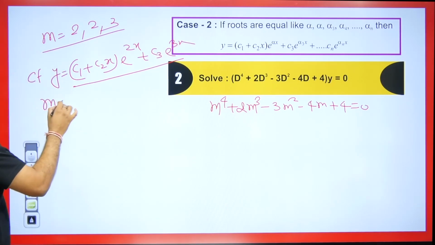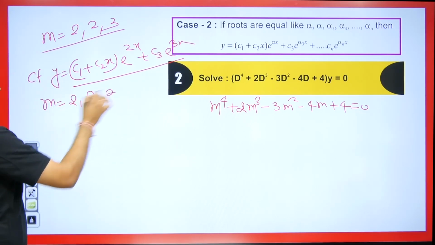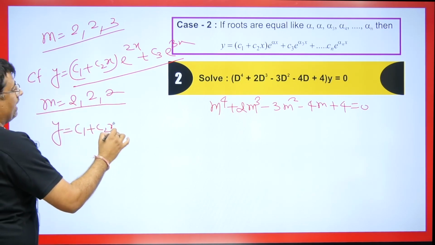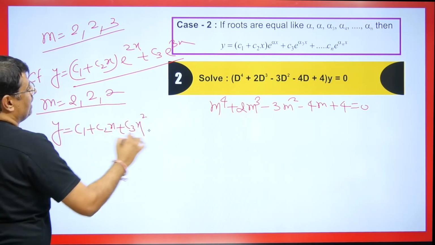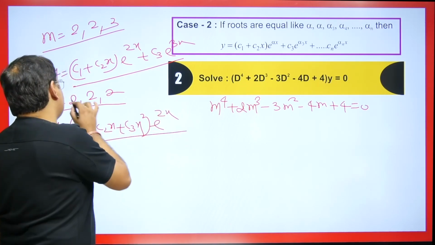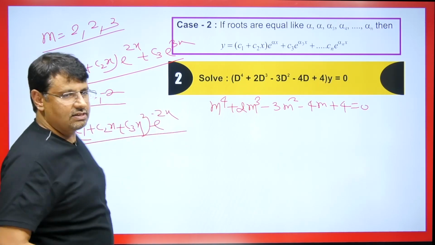Suppose here 2 is repeating itself. m equals 2 is occurring thrice. In that case, what will be our CF? It will be C1 plus C2x plus C3x square, all multiplied by e to the power 2x. Suppose if it was given minus 2 here, then it would have become e to the power minus 2x. I hope it is clear.